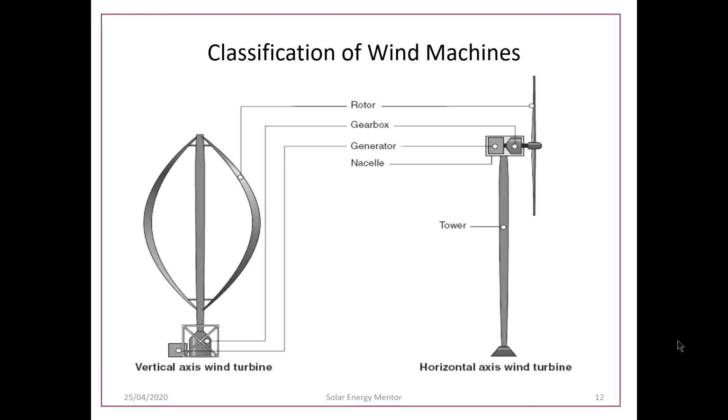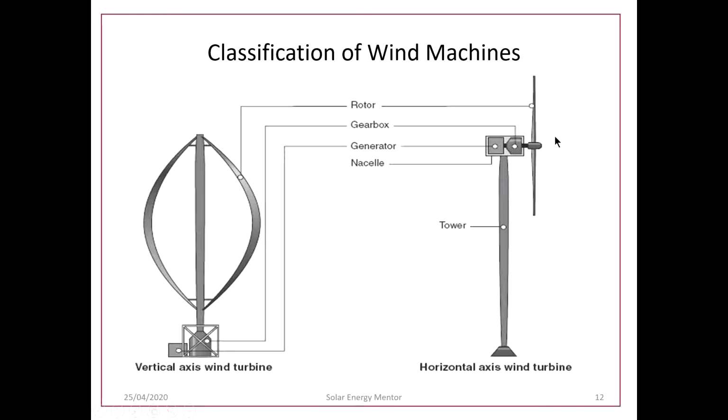And wind machines are classified. The major classification of wind machines is horizontal axis wind machines and vertical axis wind machines. So this is the horizontal axis wind machine, propeller type, and again blade type. Further classification is there, but that classification is not the point of focus of this presentation.